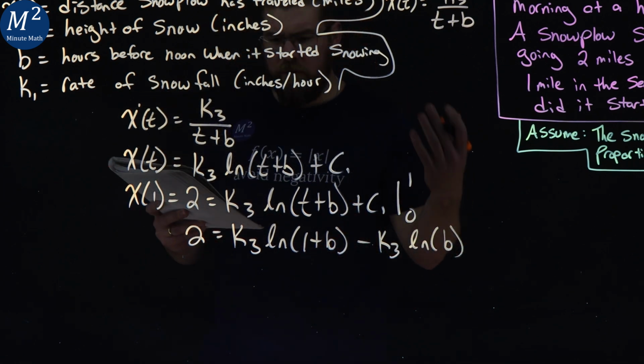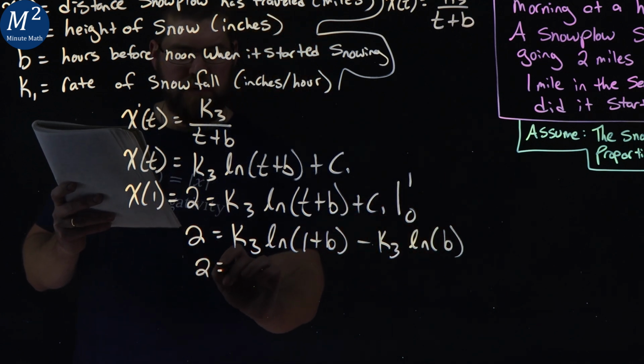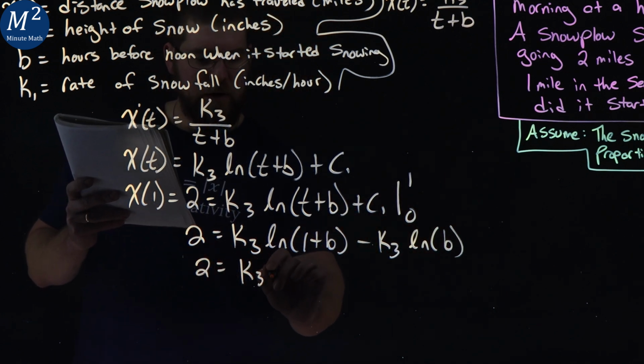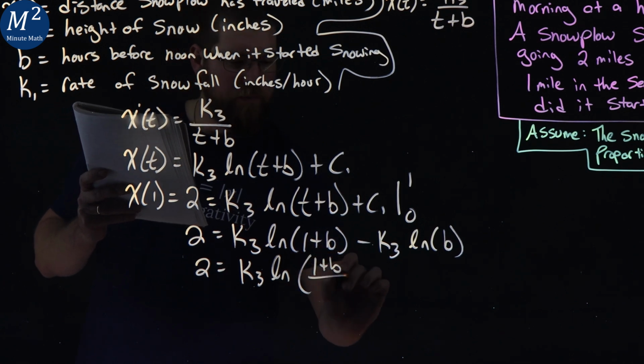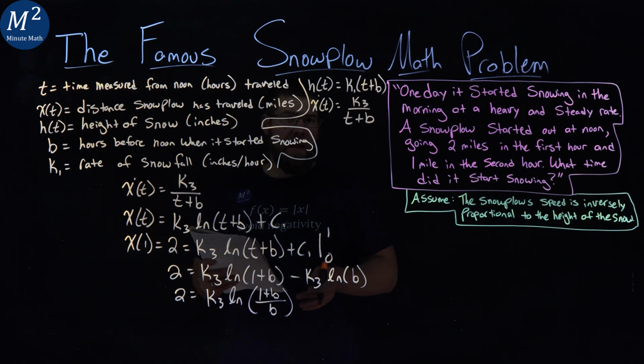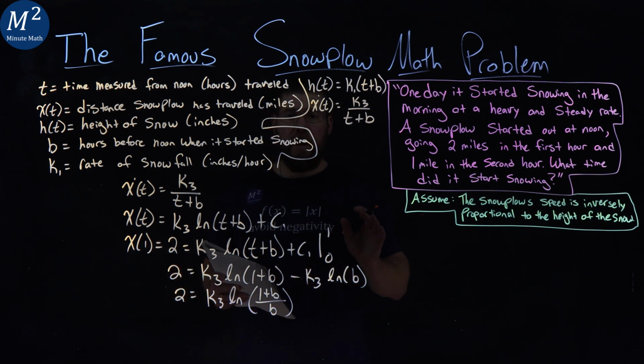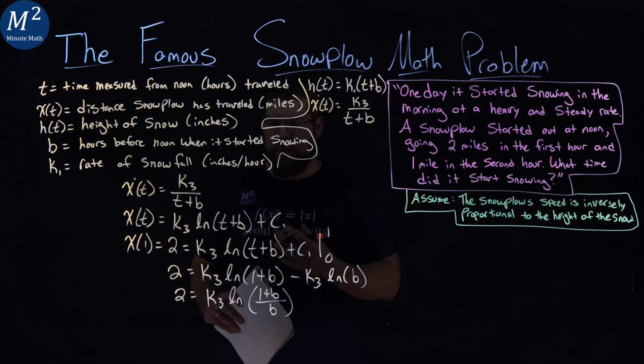And using our rule of logarithms, we can simplify this to 2 equals K3 natural log of the quantity 1 plus b over b. Alright, I'm going to save this information, put it on the side, and we're going to go to our next step.